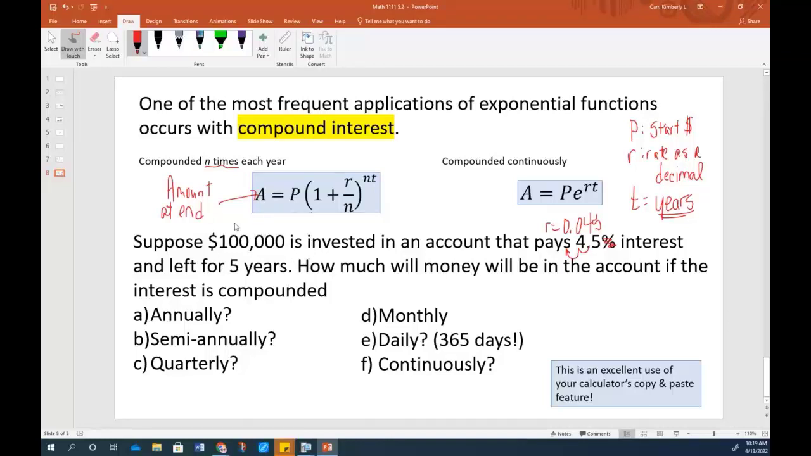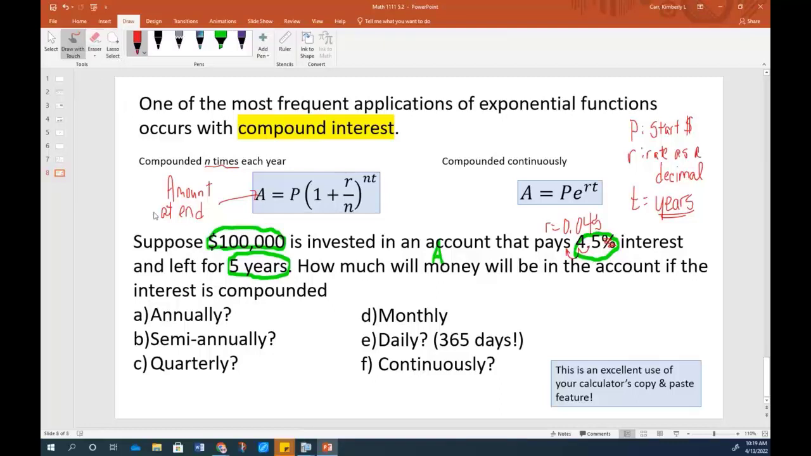Okay, so suppose $100,000 is invested. Well, $100,000 then is P. It's in an account that pays 4.5% interest, so I've got my R up here as 0.045. It's left for 5 years, so that is T. How much money will be in the account after the interest is compounded? That means I am solving this for A.